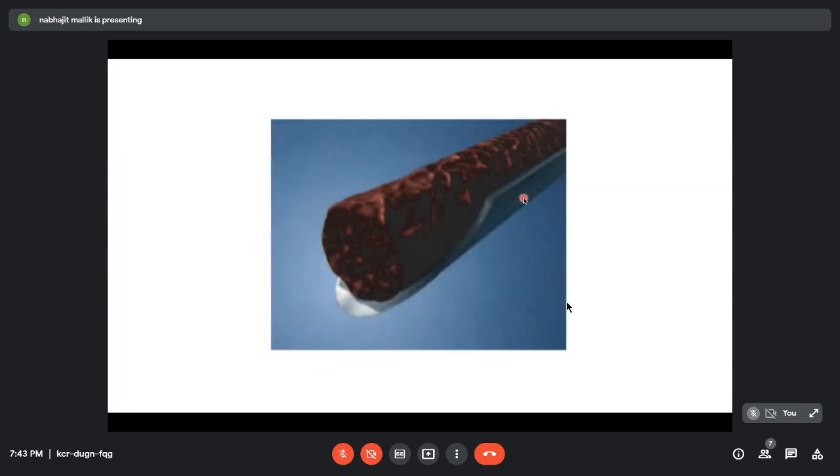And here is a figure of the beveled edge that we're talking about of the Jamshidi needle, which causes lesser pain and easy retention of the bone marrow biopsy that is collected.